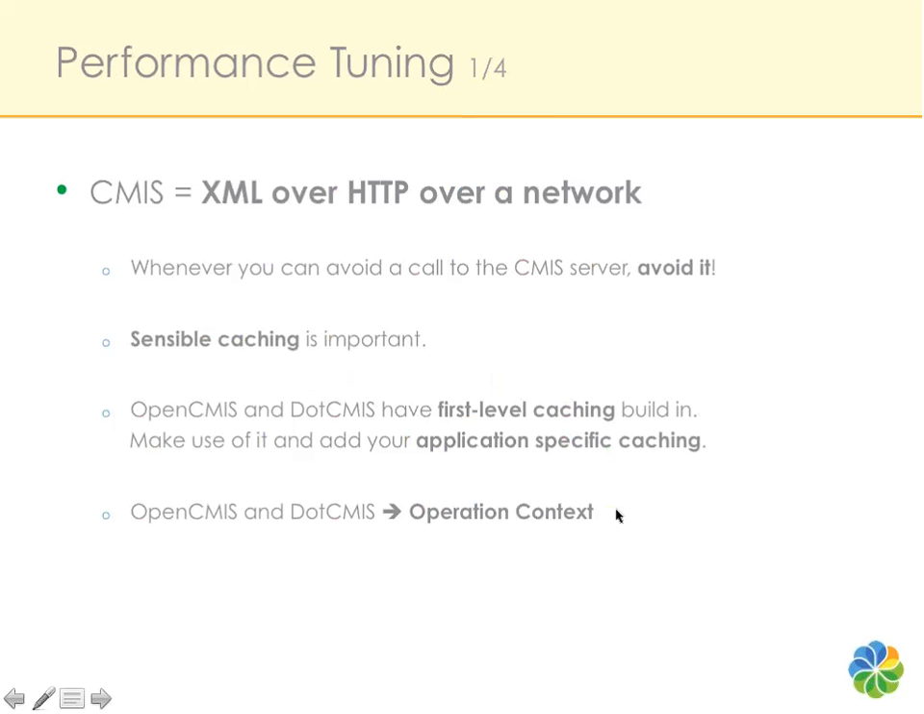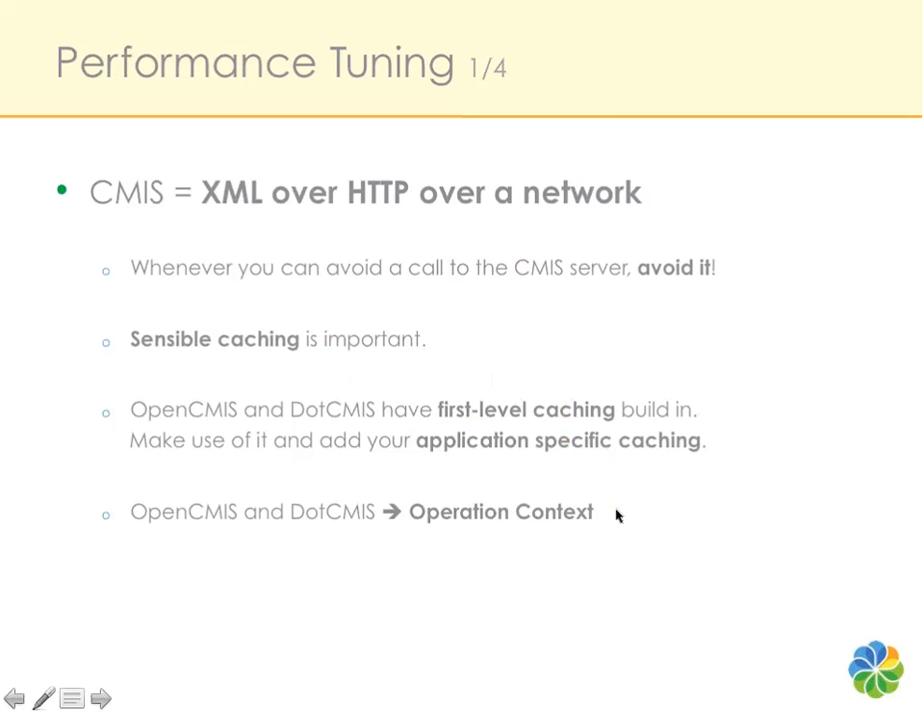Moving forward. Performance tuning. Yeah, that's an interesting one, and this is actually not related to Alfresco at all. That works for all CMS implementations. So CMIS, if you look at it at the lower level, it's XML over HTTP over a network. That can be slow. So if you can avoid CMIS calls, avoid it. Caching is your friend.